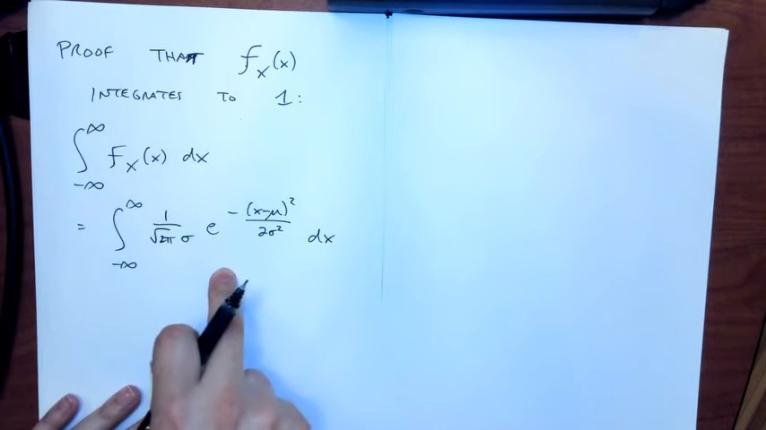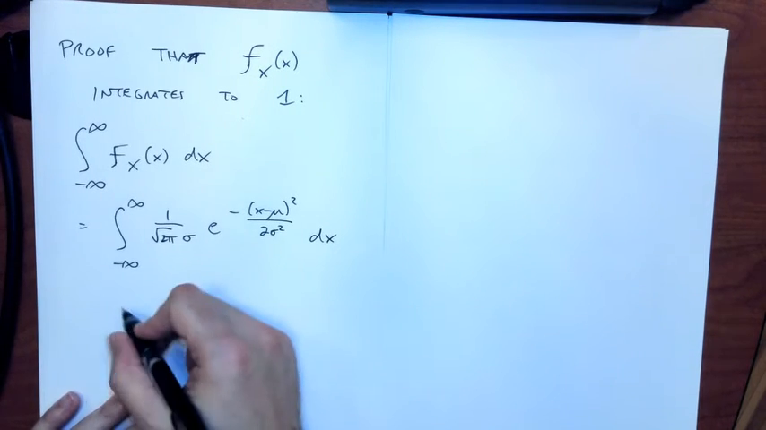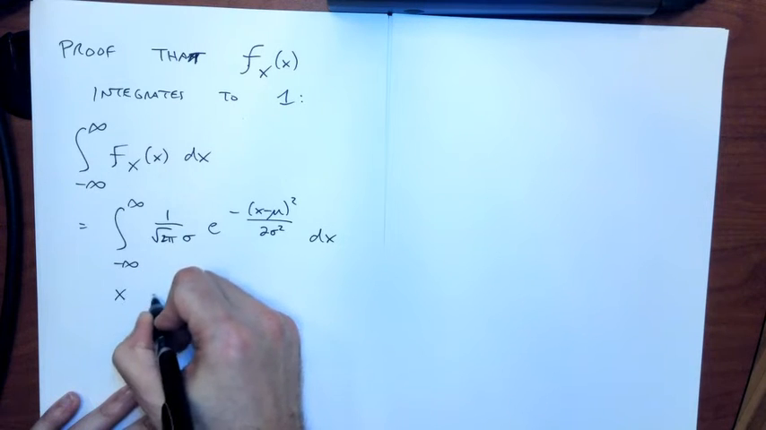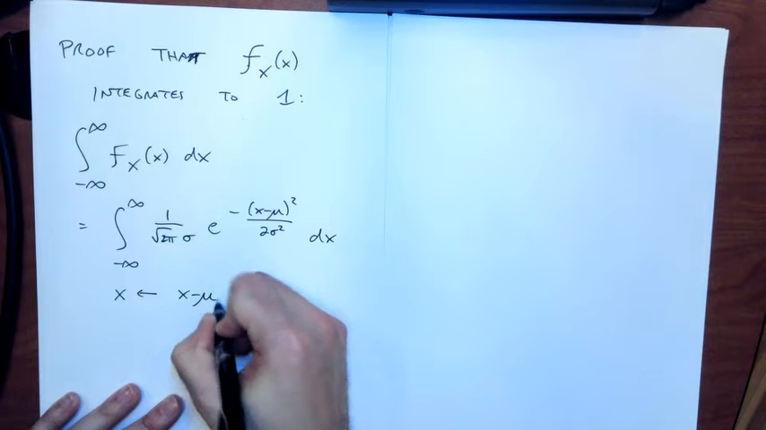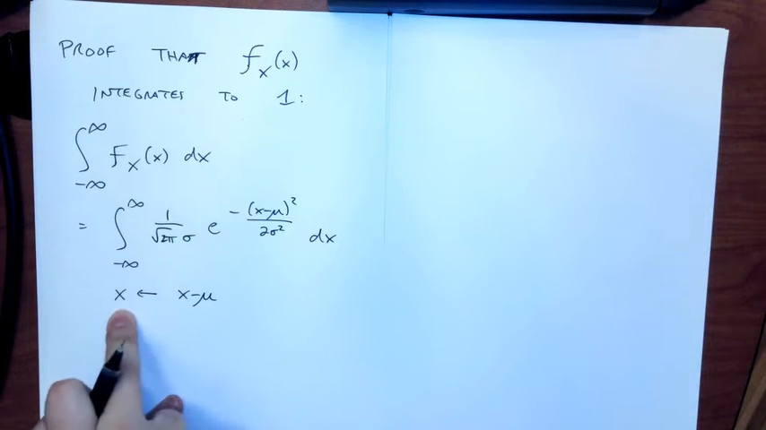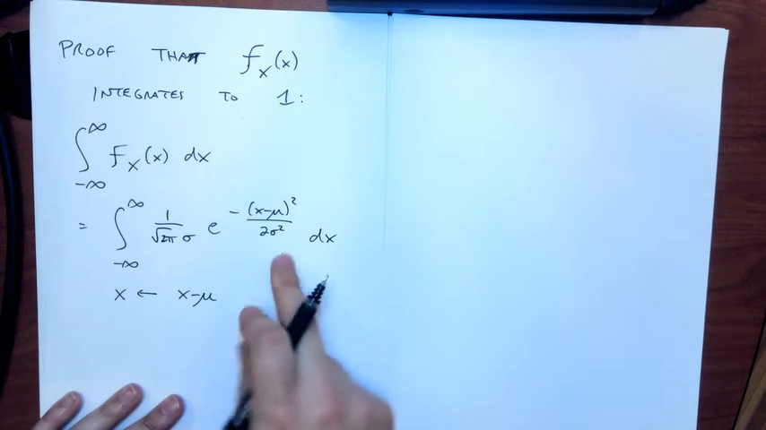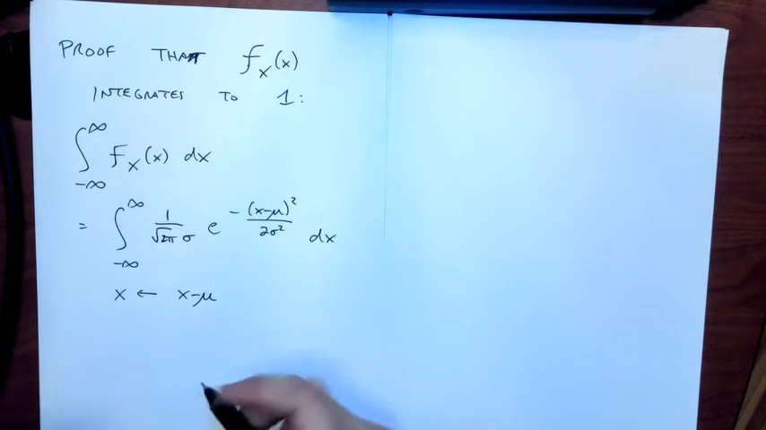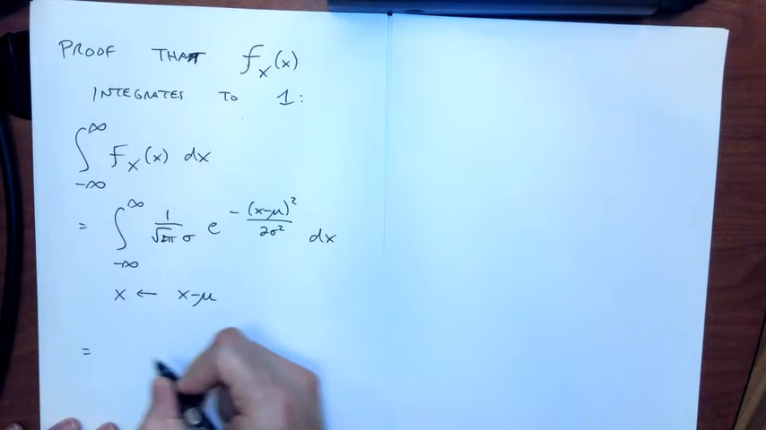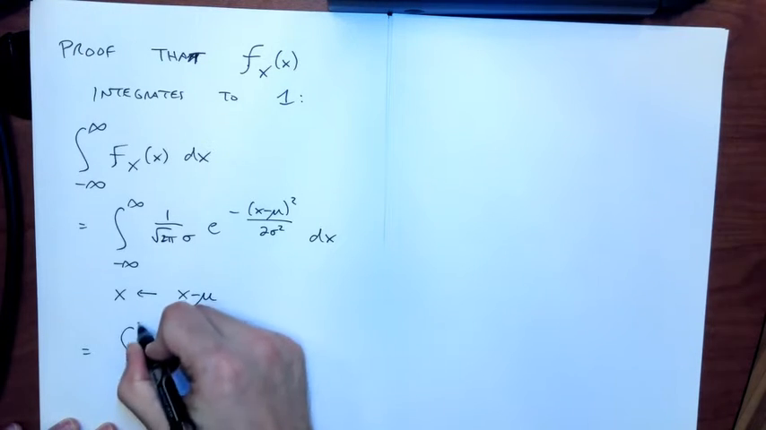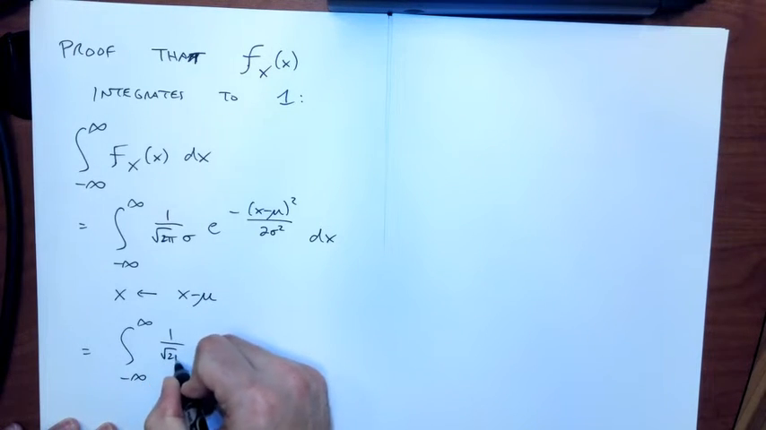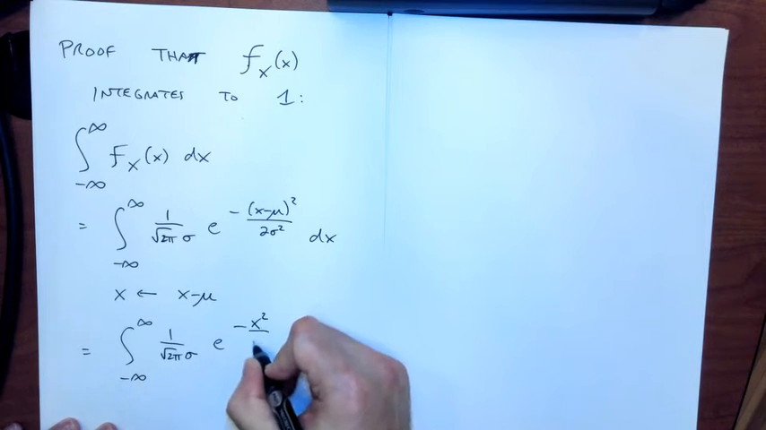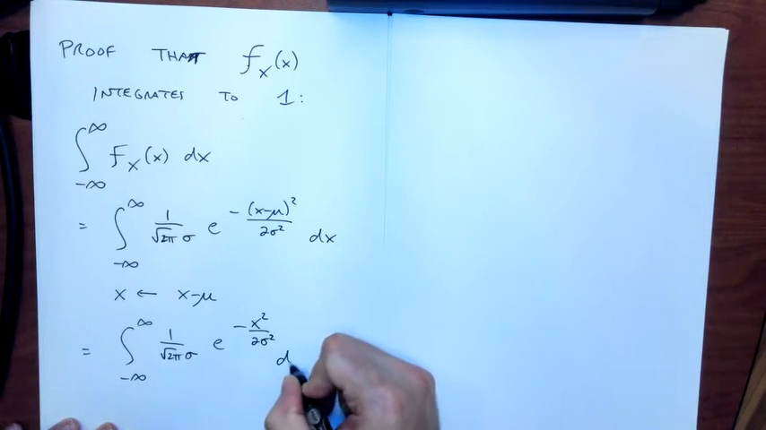So the first thing I'm going to do is a change of variables, basically saying that what used to be called x minus mu, I'm going to call x. That doesn't really make any difference in the integral. It's like saying I'm going to shift everything so this peak is centered around 0, right? So that means I get rid of the mu part. So that means I have e to the minus x squared over 2 sigma squared dx.